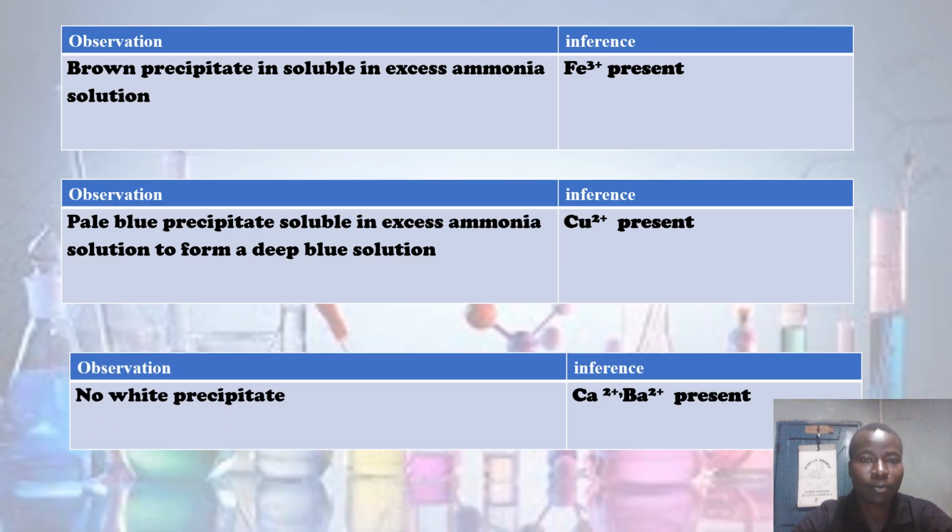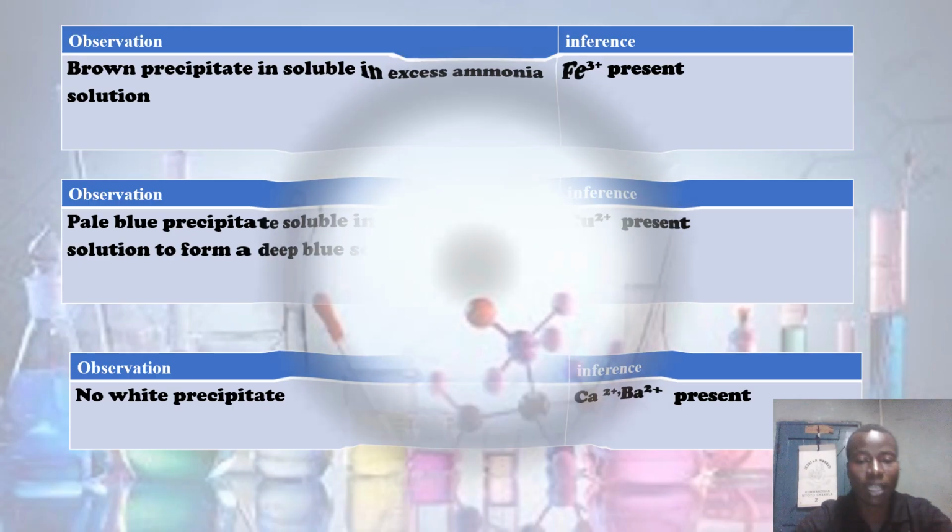And if I am adding in ammonia solution, and from the first drop up to the last drop, there is no white precipitate being formed, it will imply that calcium ions and barium ions are present.